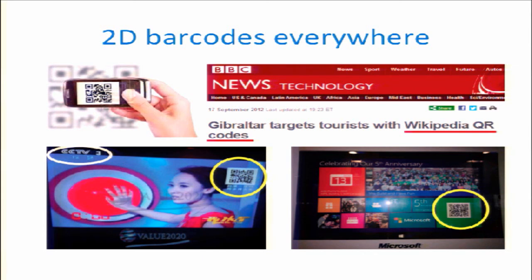Okay, I talked about barcodes, and I'm sure you've seen barcodes everywhere as well. In fact, I think in different places they are used to a greater extent. So here I've got a few different examples. The first one is a clip from about 2 years ago where the BBC said Gibraltar was doing something. In Gibraltar, there are lots of tourist attractions, so probably some monuments, something interesting.